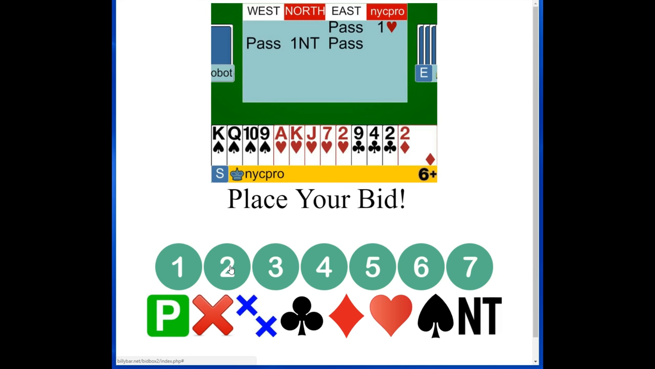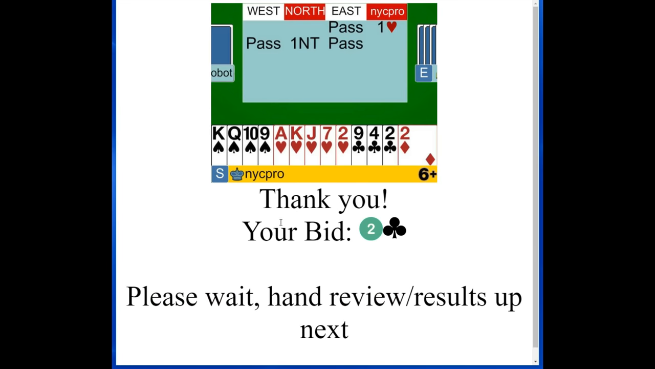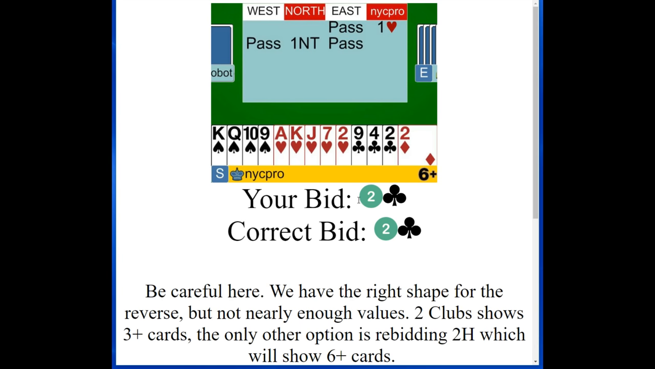Okay, so the majority of you are making the correct call, which is actually 2 clubs. Now, this probably looks weird to some of you because we're bidding a 3-card suit, but we have to remember this is the forcing no trump. So it's right to play this forcing.